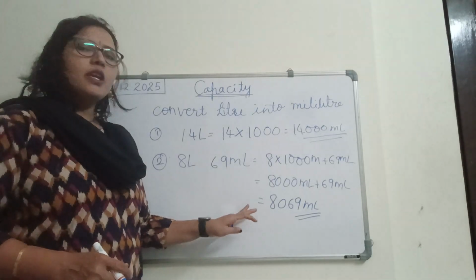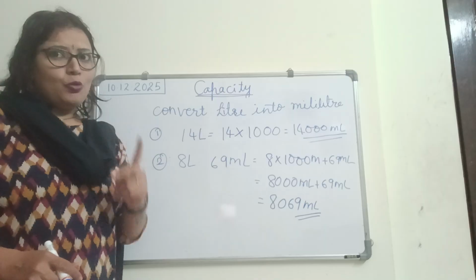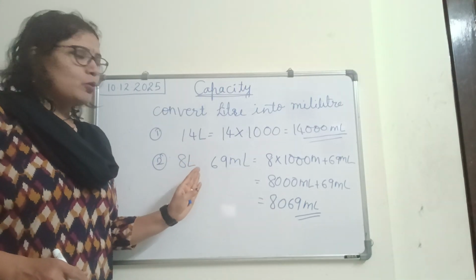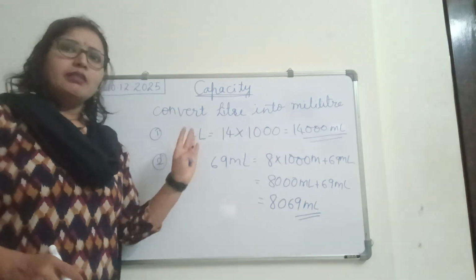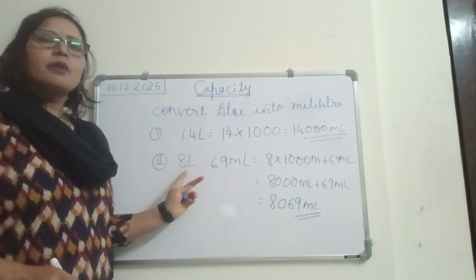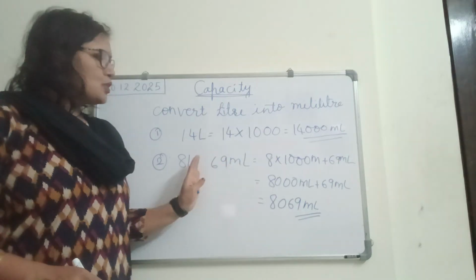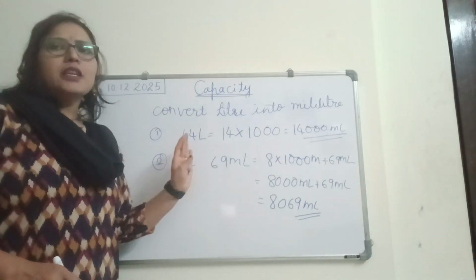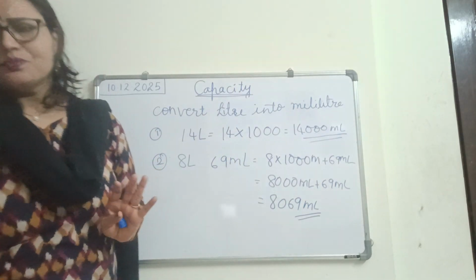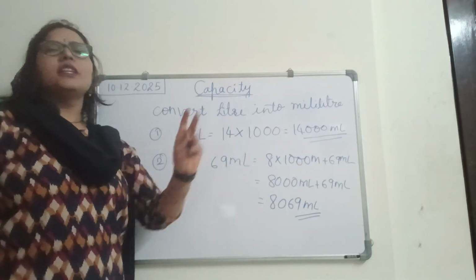So this way you can do the conversion of any numbers given. Only one thing you have to remember: if both units are given, you have to convert the bigger unit first, because converting the bigger unit is easy since you are multiplying with 1000. So convert this liter into milliliter and then you can add the numbers. This is about converting liter into milliliter.